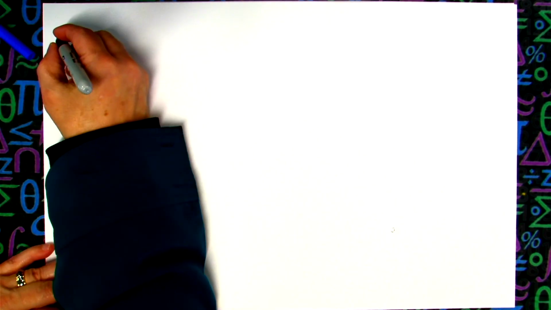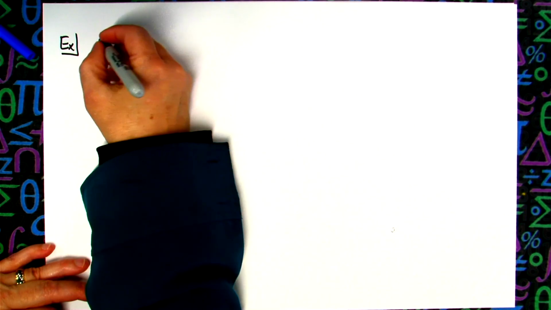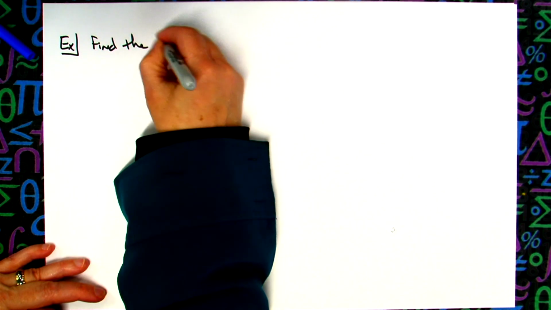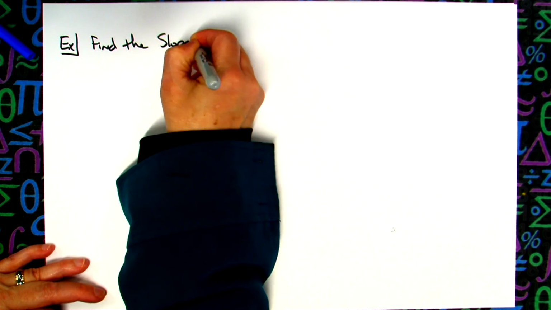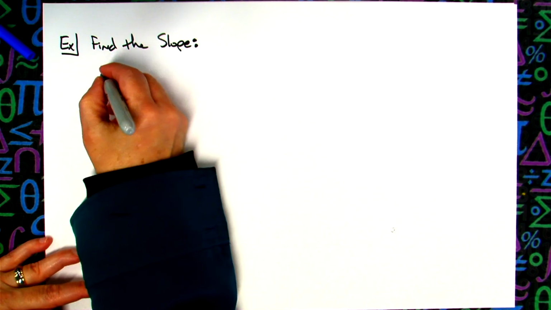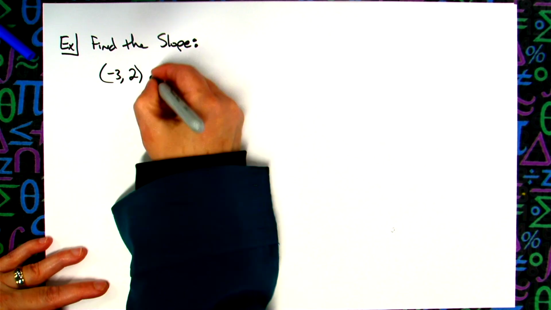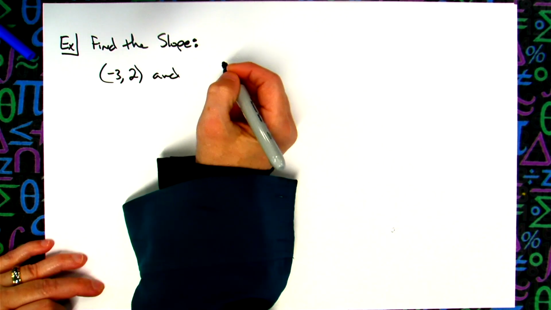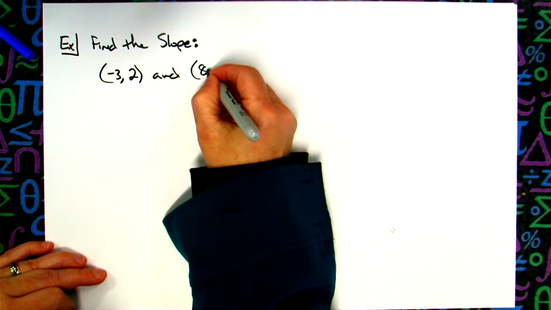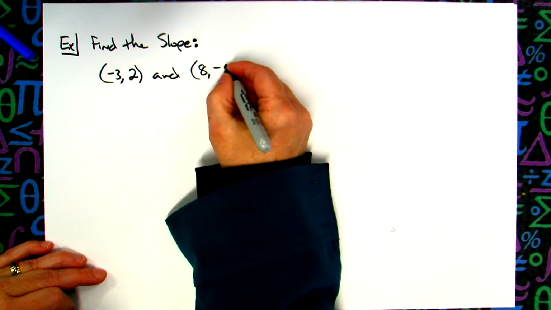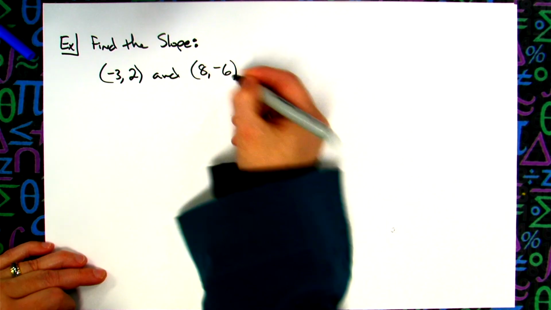We'll just do one. So as an example, let's say it says find the slope. And let's say they give you 2 points. Let's say they give you a -3 and a 2 for your first point. And then let's say they give you an 8 and, I don't know, say a -6 for the second one.